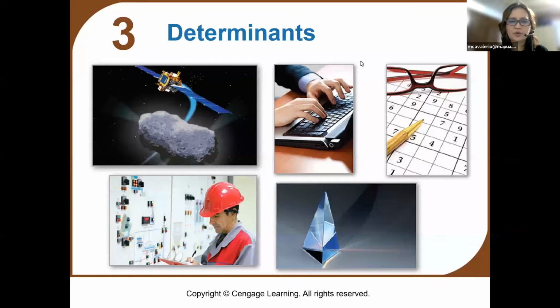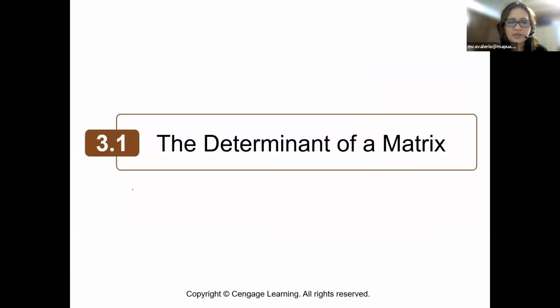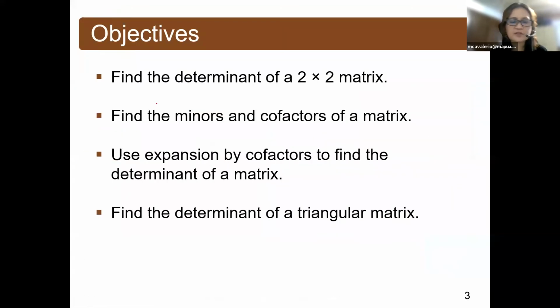Okay, so the lesson that we will have today is all about determinants, its properties, operations, and how we can apply its concept in solving the system of linear equations. Beginning with the determinant of a matrix. So what are the objectives?